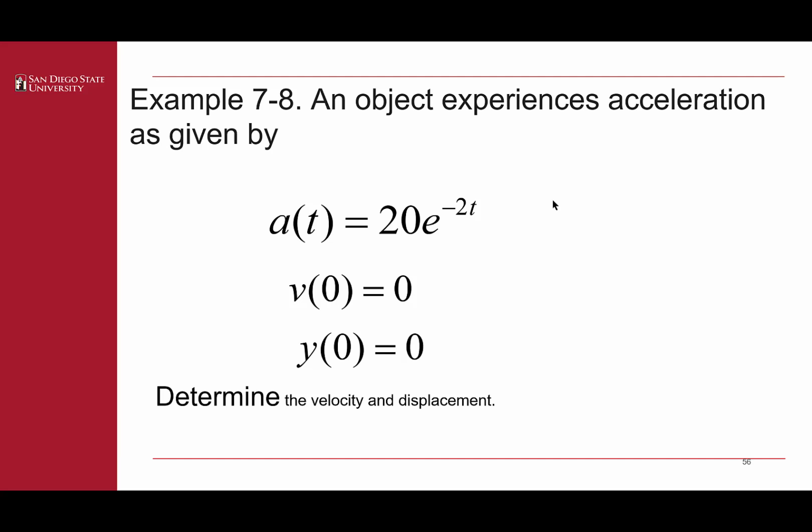We now have an example regarding that. An object experiences acceleration as given by a of t equals 20 times e to the minus 2t. v0 is given as 0, so the initial speed is 0, and y0, the initial displacement, is given as 0. The question asks us to determine the velocity and displacement using this prior information.